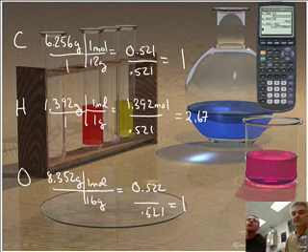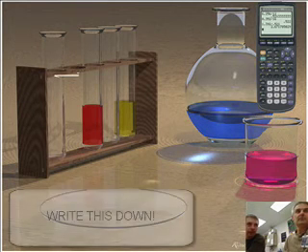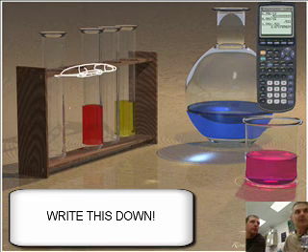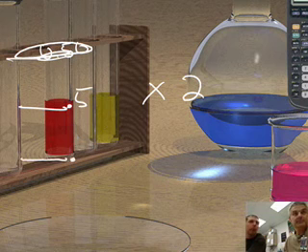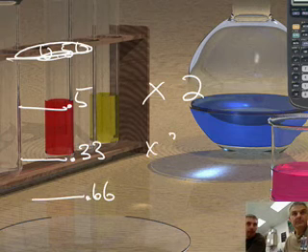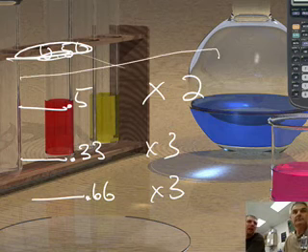So here are a few little tricks when you need to multiply by whole numbers. If one of your numbers ends in 0.5, you multiply by 2. Write this down, guys. If something ends in 0.3 or 0.33 or 0.66, you multiply by 3. And that's probably all you're going to see. If you saw 0.25, you could multiply by 4.